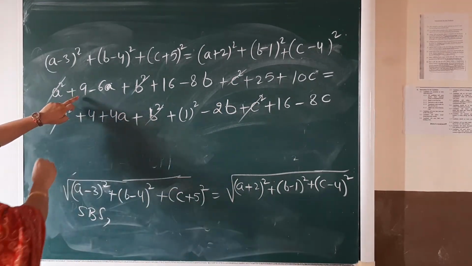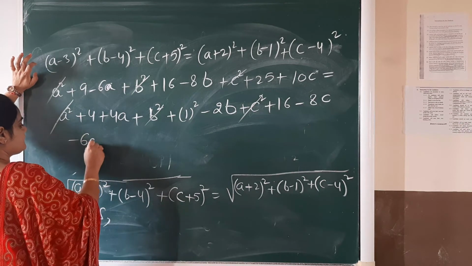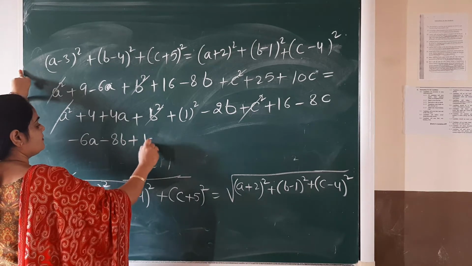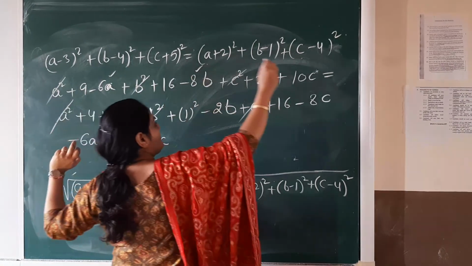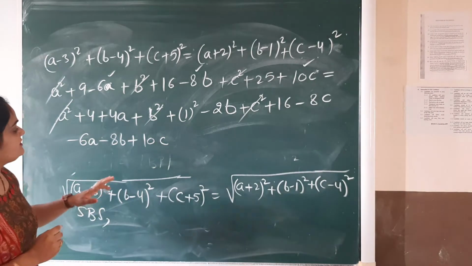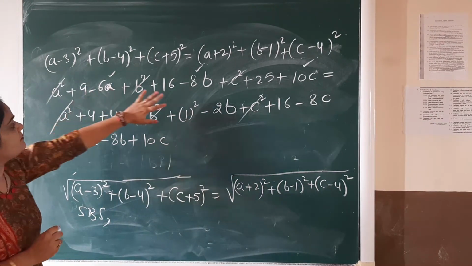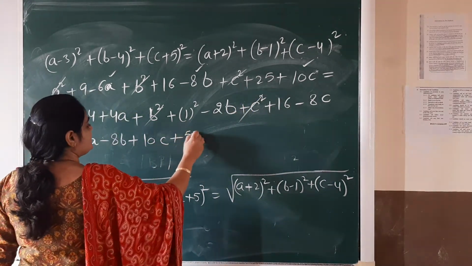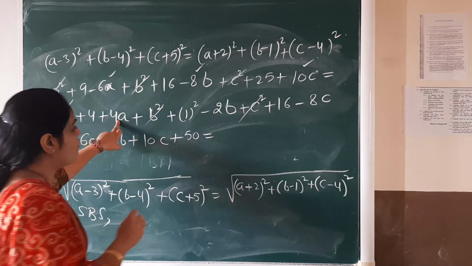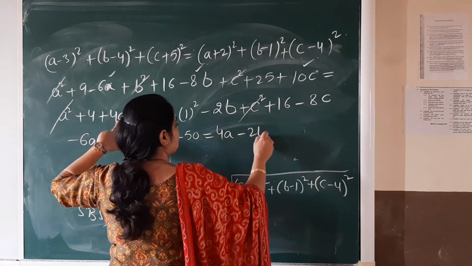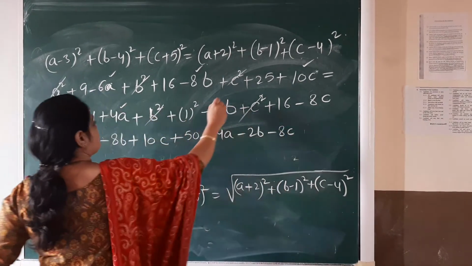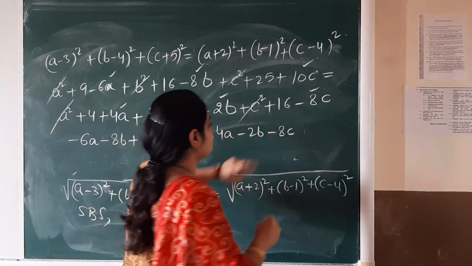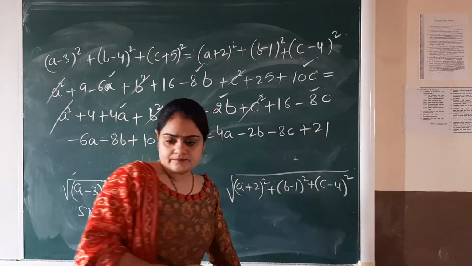Now what we are having is minus 6a minus 8b plus 10c on one side, and on the other side 4a minus 2b minus 8c. Now 16 plus 9 is 25. 25 plus 25 is 50 equals to 4a minus 2b minus 8c. Now 4 plus 1 is 5. 5 plus 16 is 21.